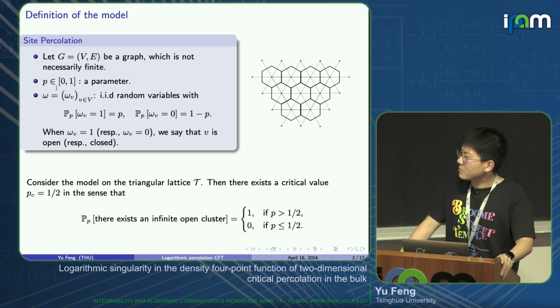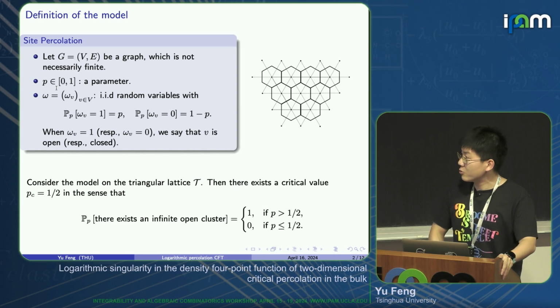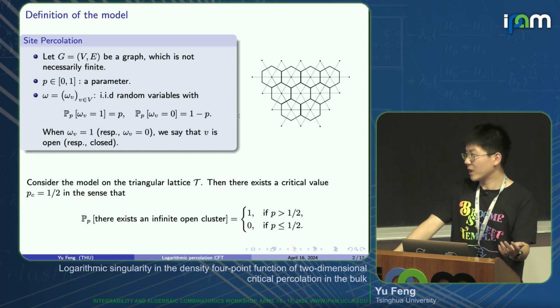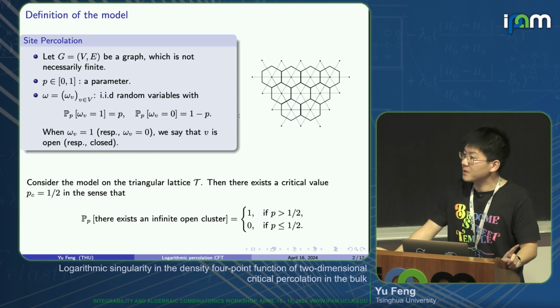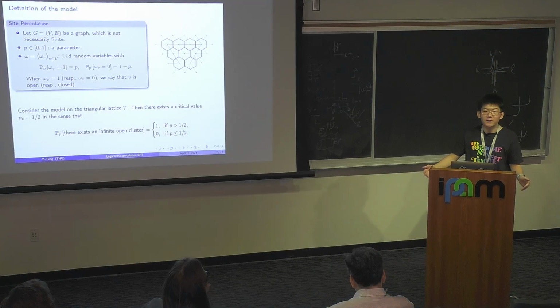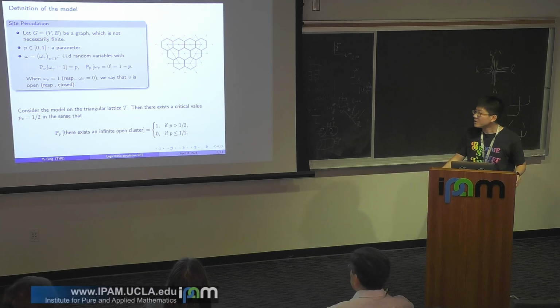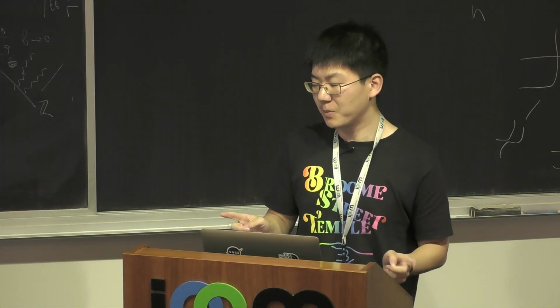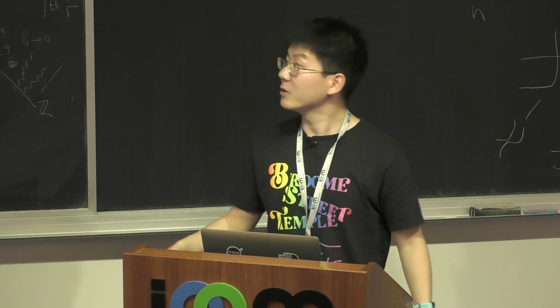And in this talk, we focus on site percolation on the triangular lattice on the plane. Then there exists a critical value of the parameter p, which equals 1/2. So what does this mean? If we consider the probability that there exists an infinite open cluster, then this probability equals 1 when the parameter p is strictly bigger than 1/2, and this probability equals 0 when p is less than or equal to 1/2. And the critical case is particularly interesting. At criticality, the model is conformally invariant.